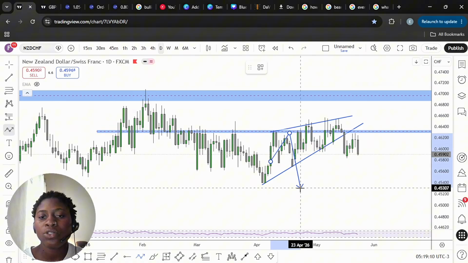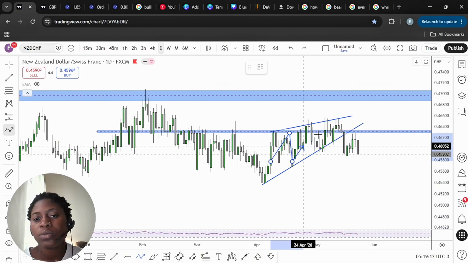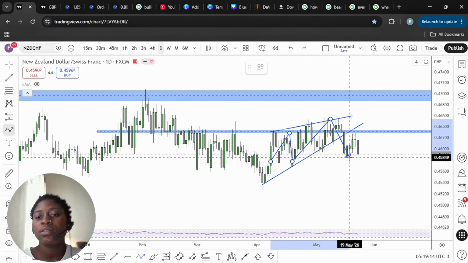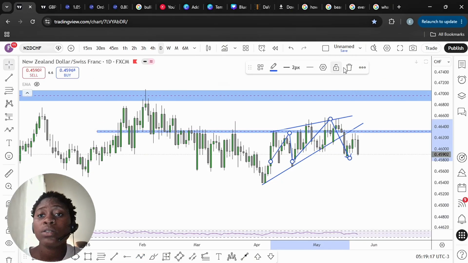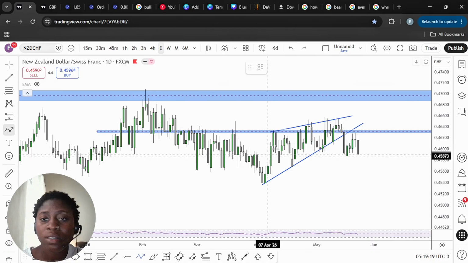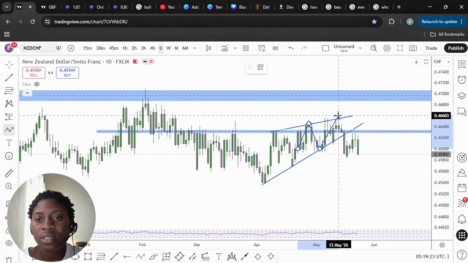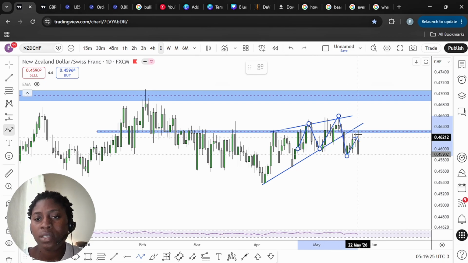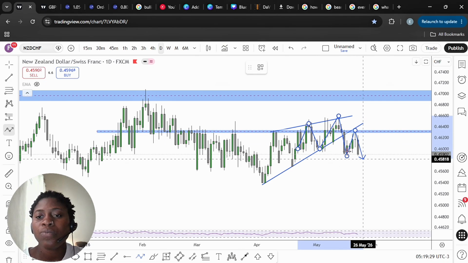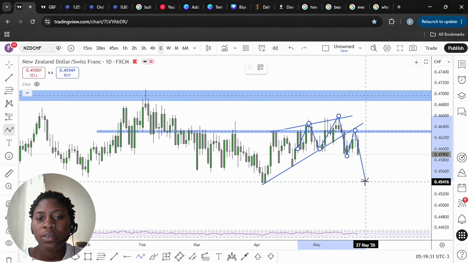And we can clearly see this head. This is the left shoulder. This is the head. Sorry. This is the left shoulder. This is the head. This is the right shoulder. So expect price to sell from here to here.